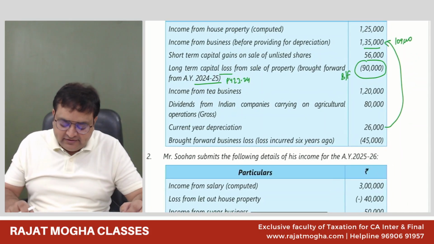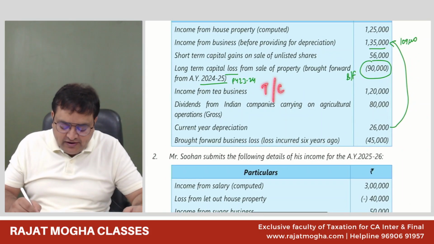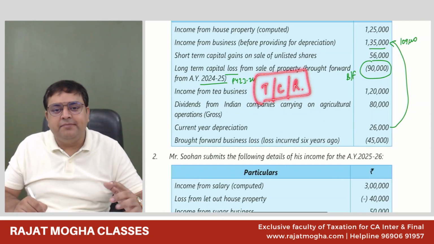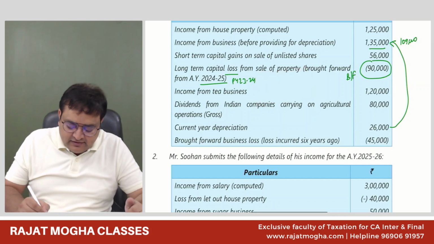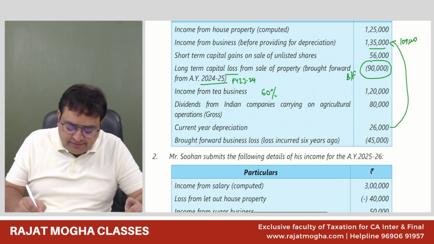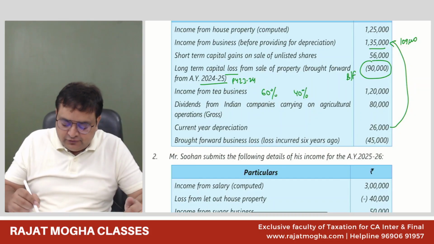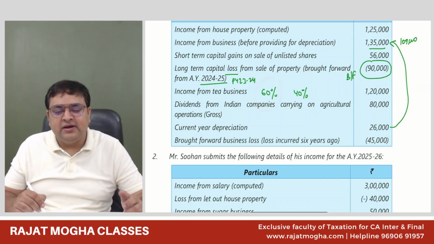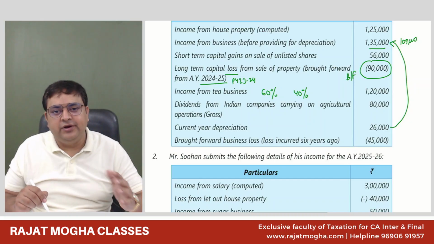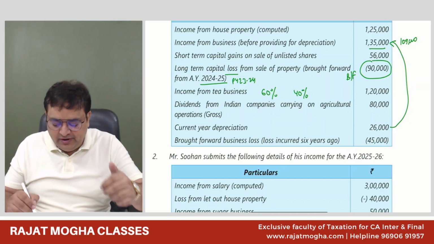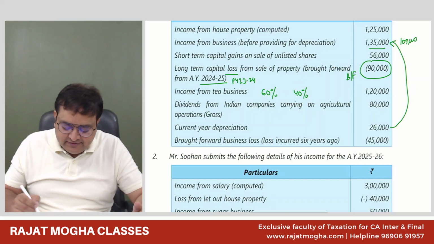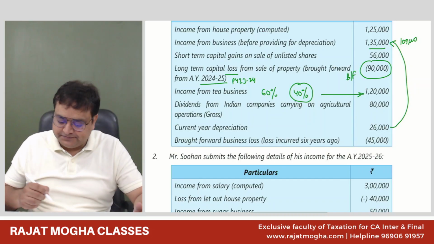Correct. But you understand, tea, coffee, and rubber businesses are partially business income and partially agriculture income. And if you remember, in tea business, 60% and 40% is there. So 60% goes to which one? I have told you that whatever is the higher percentage, it will be towards agriculture. So only 40% is my business income. So out of this, only 40% would be my business income.